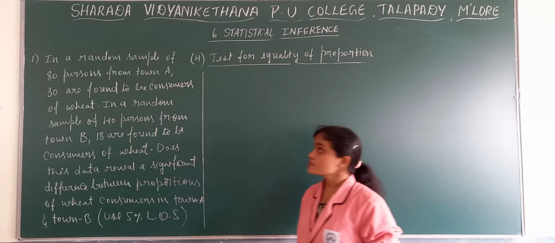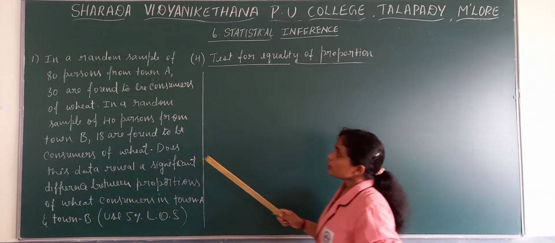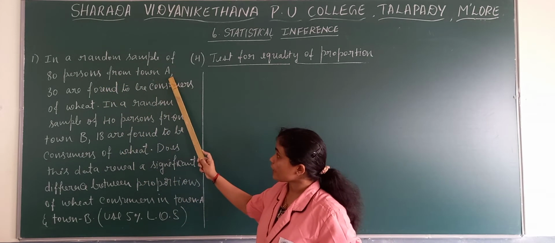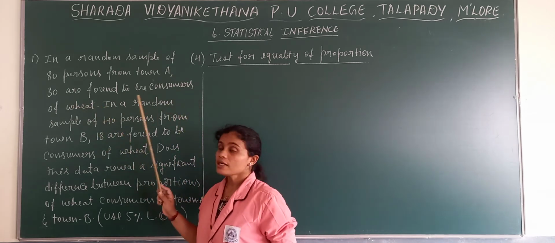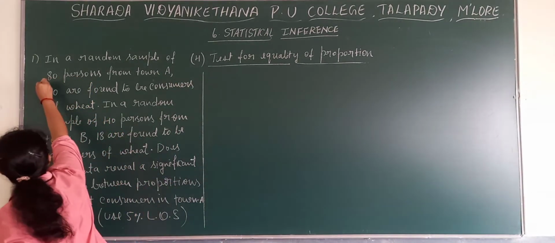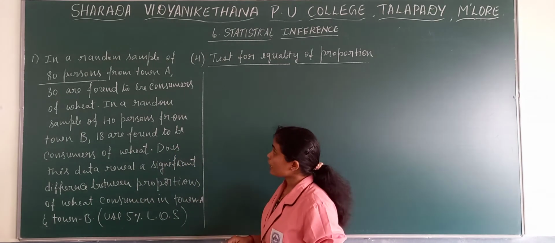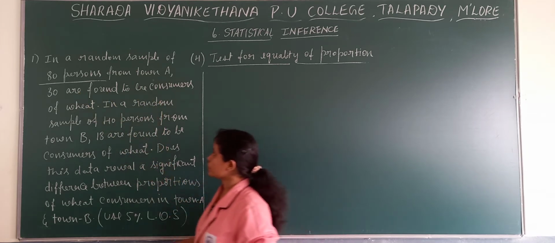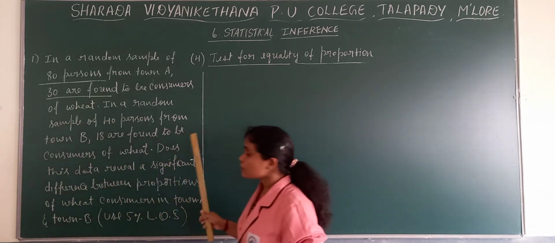Now we'll see the problems under test for population proportions of two populations. In a random sample of 80 persons from town A, 30 are found to be consumers of wheat. Here there's a sample of 80 persons, the first sample. From that sample of 80 persons, they found that in town A, 30 are consumers of wheat.